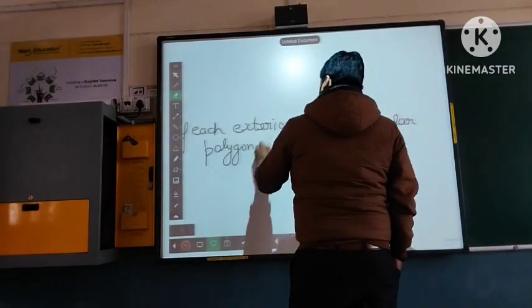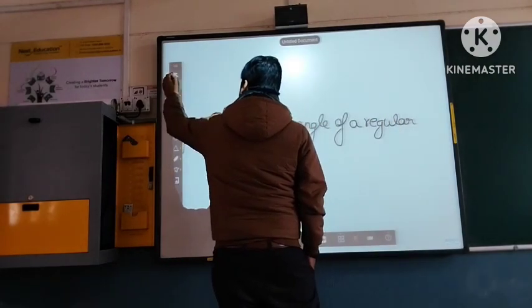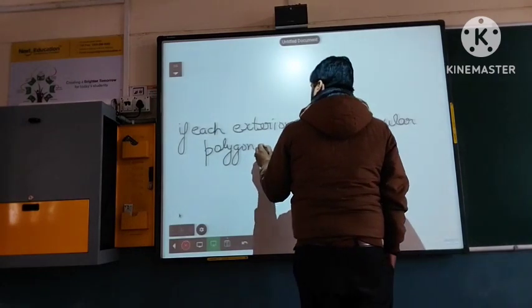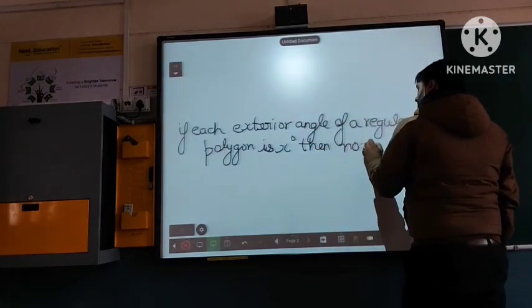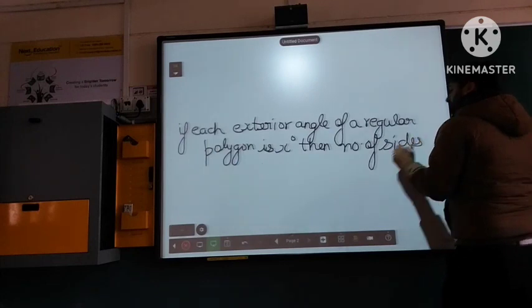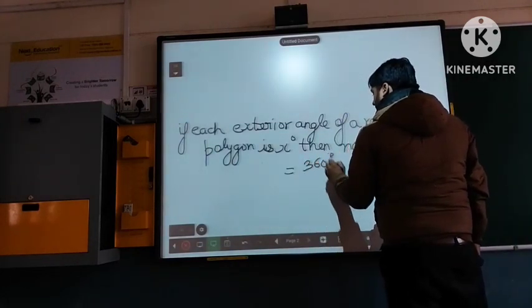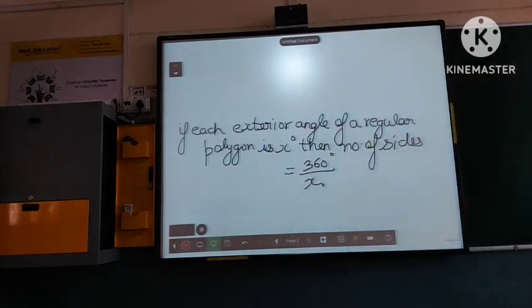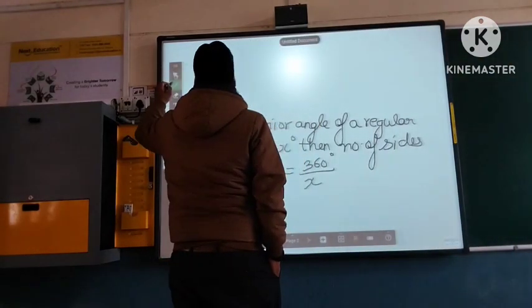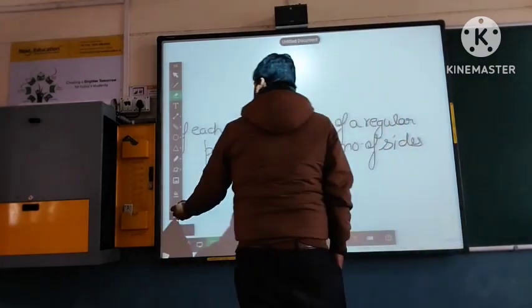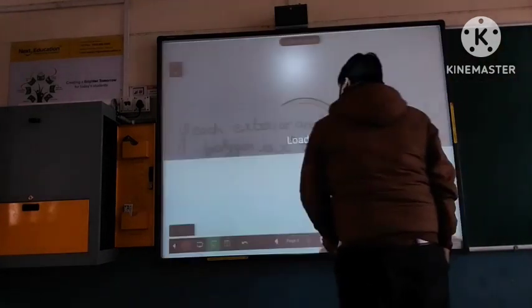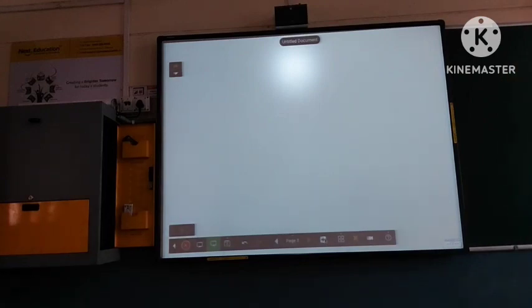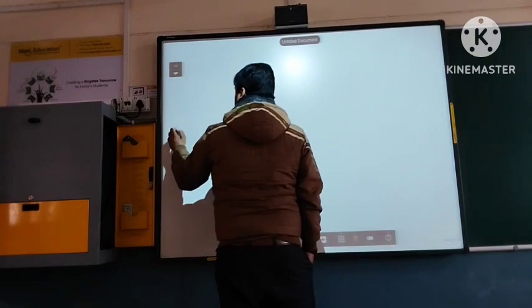I made a mistake, let me clear this. If each exterior angle of a regular polygon is x degree, then how to find the number of sides? For finding the number of sides, we'll divide the total sum of the angles by the value of each angle, and it will not be degree here. I wrote it by mistake. Degree will not be there. It is 360 upon x, because it will be a number only. So this is the number of sides of the regular polygon. So this part is okay. This is the end of the theory for the first exercise.